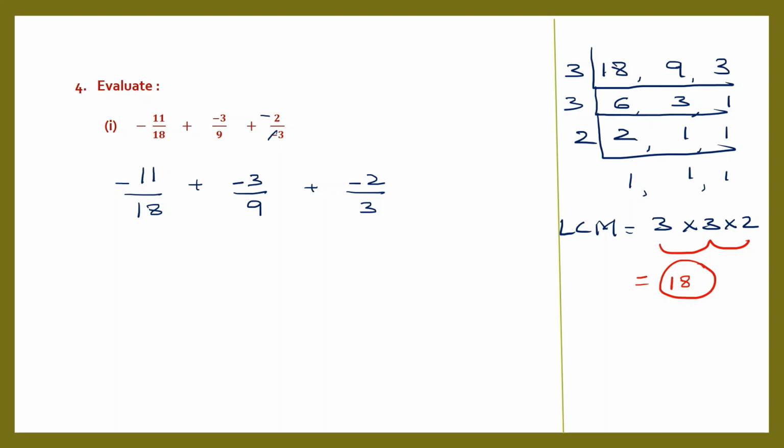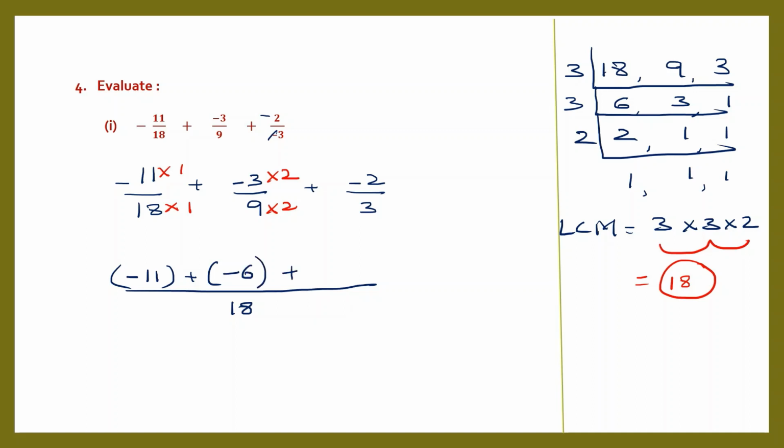Let's use 18 as the common denominator for these rational numbers. 18. So all denominators have now become 18. 18 ones are 18. So minus 11 into 1 is minus 11. Let's write that minus 11. When you go to the next rational number, 9 twos are 18. So minus 3 into 2, that is minus 6. 3 twos are 6. Plus, next one, 3 into 6 is 18. So we multiply minus 2 into 6. So that will be minus 2 sixes are 12.